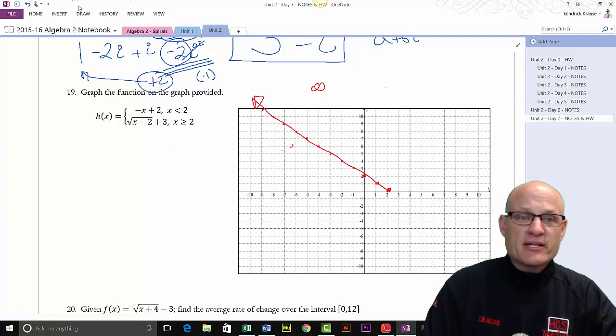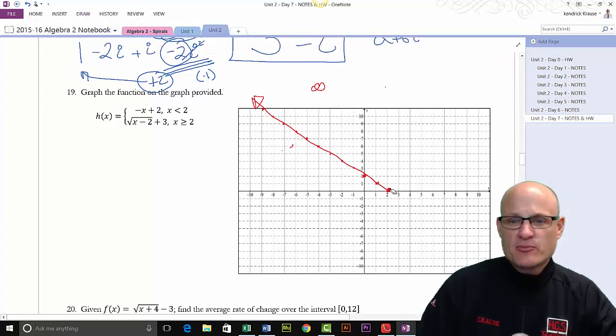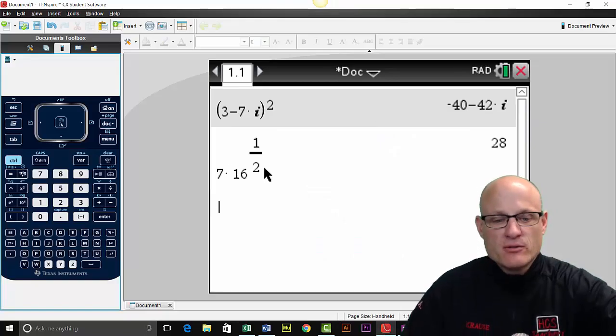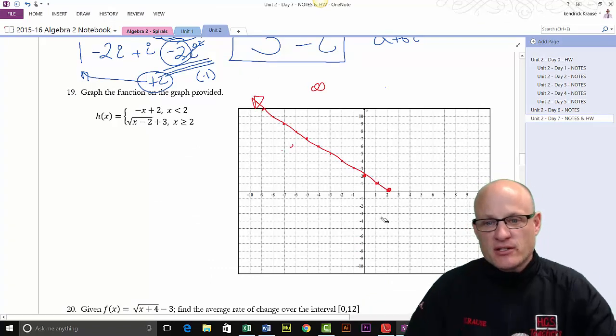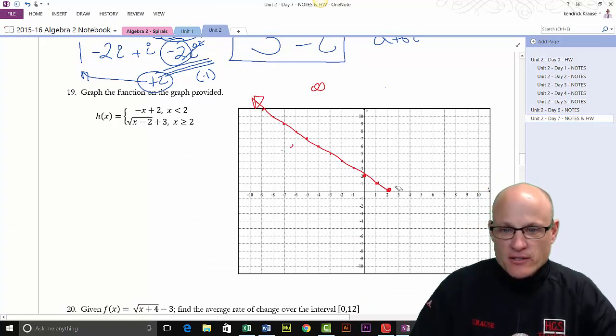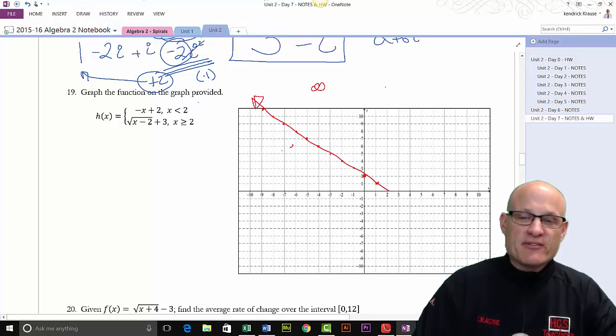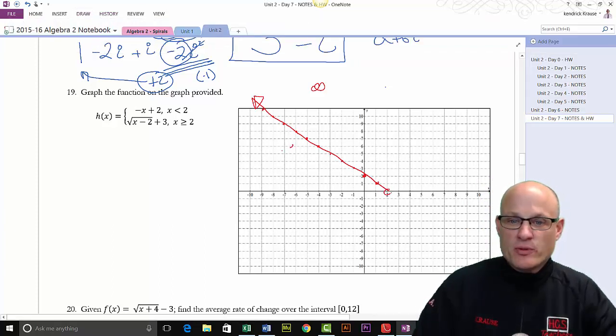Now, the other thing I got to be careful of is it said less than 2. So at this point right here, let's see if I can get rid of just my dot. All right. So the problem with it is I can't have a dot there. I have to have an open circle because it says less than.